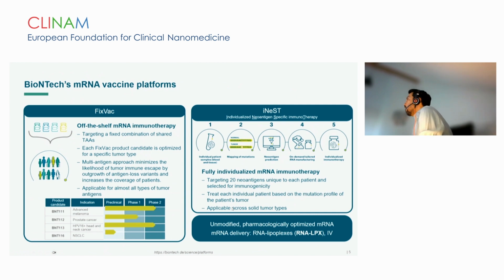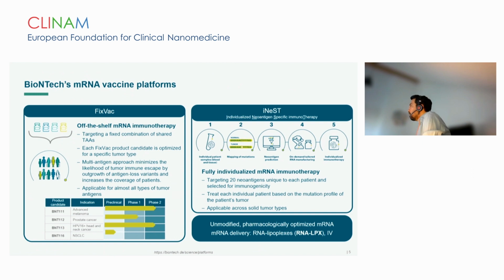So let's talk about the vaccines. We have two platforms called FixVac and iNeST. FixVac is the off-the-shelf mRNA immunotherapy targeting shared antigens, tumor-associated antigens of the cancer. Then we can combine different antigens and immunize patients. And the iNeST approach is individualized neoantigen-specific immunotherapy. We map mutations in the tumors, predict neoantigens, and manufacture RNA on demand for each and every patient, and then have an individualized immunotherapy. We can go up to 20 neoantigens and treat every individual patient across many different solid tumor types.